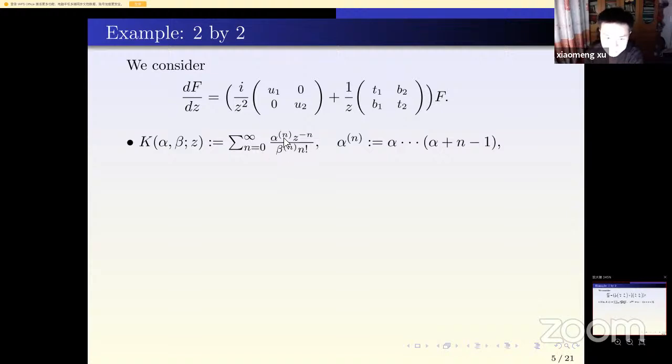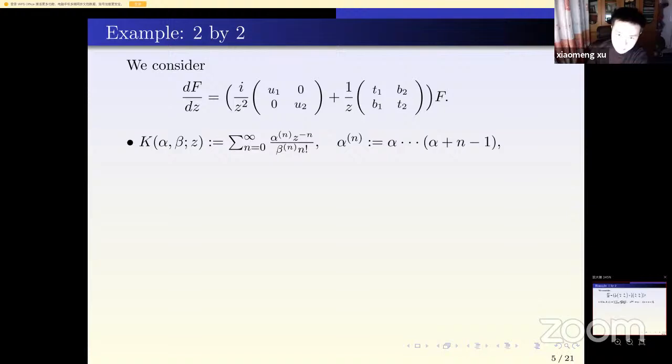Therefore, if we look at this power series, we will find out it is an entire function, except that z equals zero is an essential pole. If beta is not a negative integer, then this is an entire function except at z equal to zero. One can actually think of this Kummer function as a deformation of the exponential one over z function, because if there are no alpha and beta terms, this is simply exponential one over z.